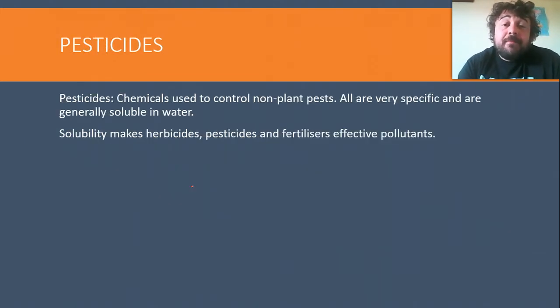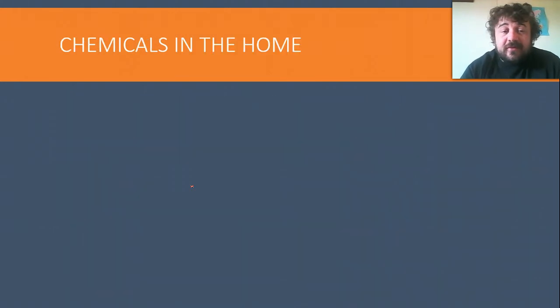So, pesticides. Basically, these are used like a herbicide to kill or control, not necessarily kill, but control non-plant pests. They're all very specific, and that's really important. That's a big difference to the herbicides. They tend to be all fairly specific, and they're generally soluble in water. So once again, they will make their way into the waterway. It's the solubility that makes these guys really effective pollutants.